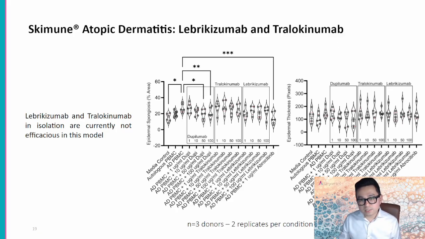Lebrikizumab and tralokinumab are both IL-13 targeting therapeutics, so they are mechanistically relevant comparators in AD. Lebri and tralokinumab do not rescue AD phenotype when working with this induction method in our model. Specifically, it also does not work in isolation, but we suspect that when treated together with dupilumab, we could probably reach an efficacious dose of dupilumab much faster.